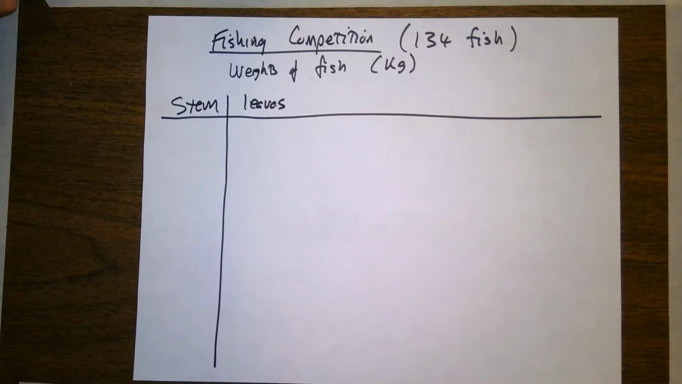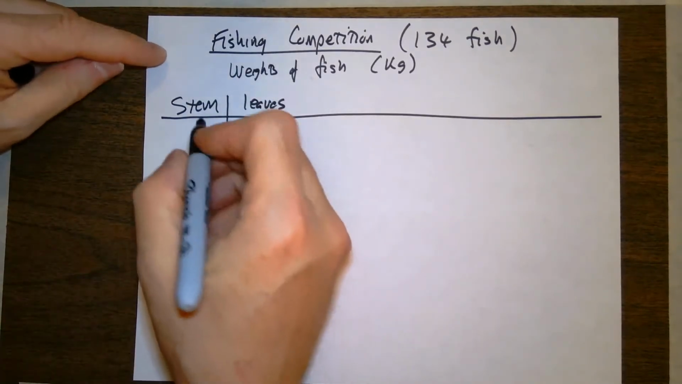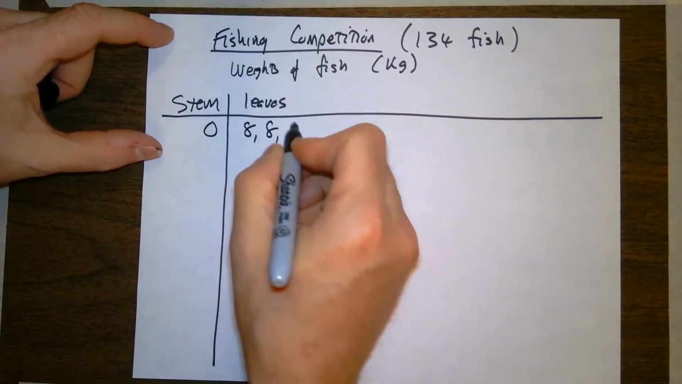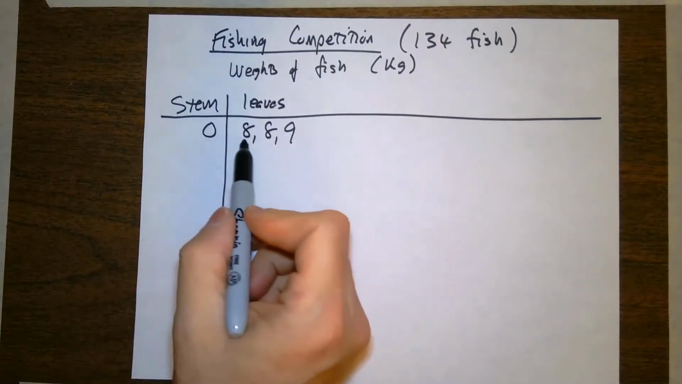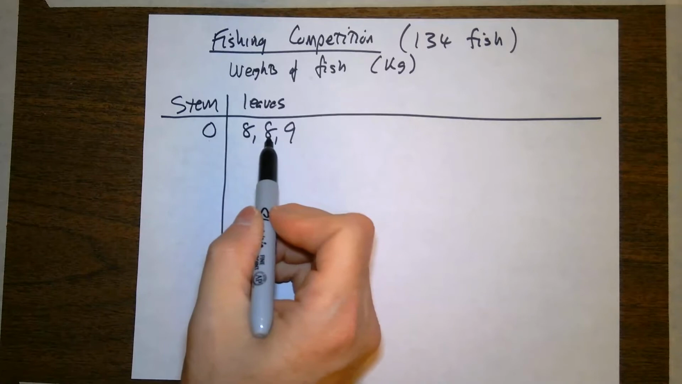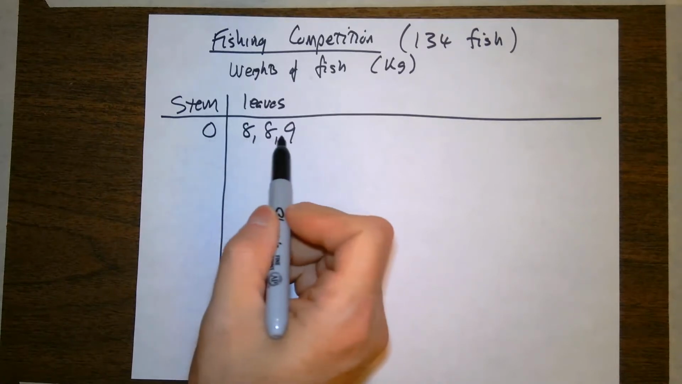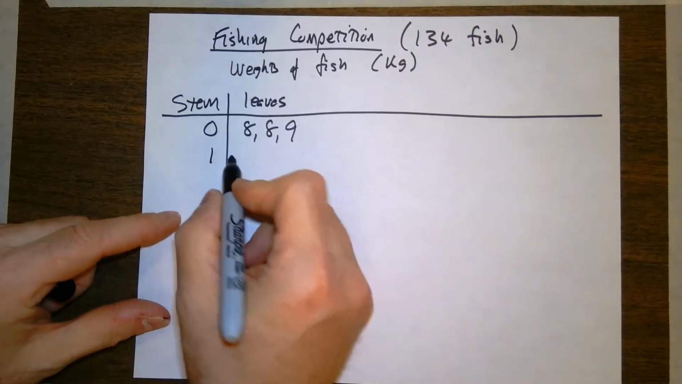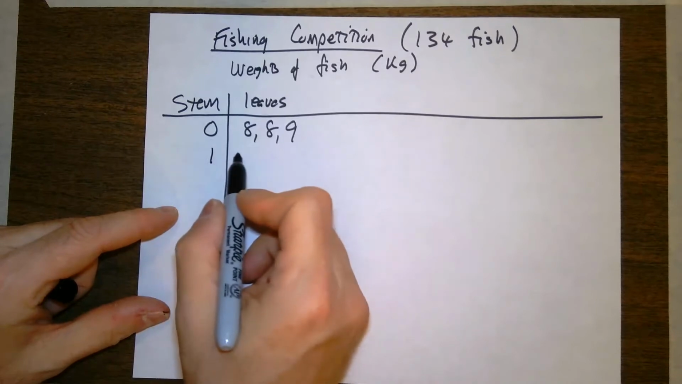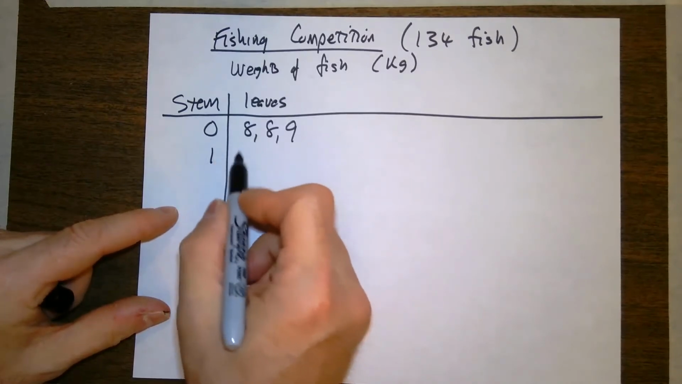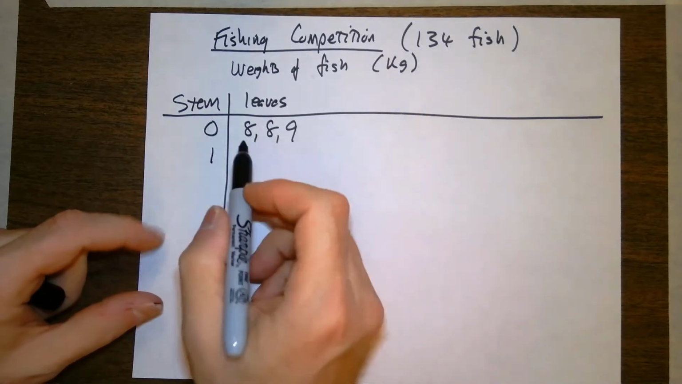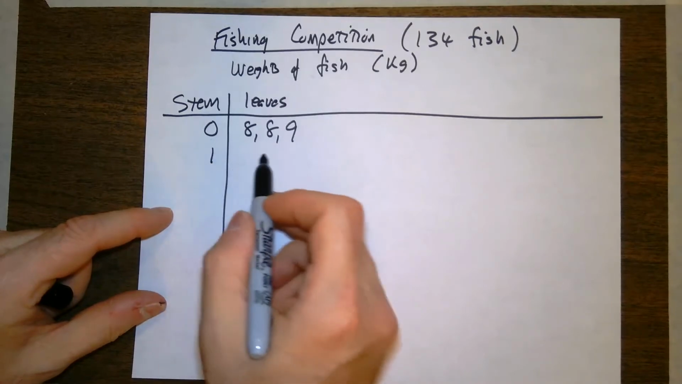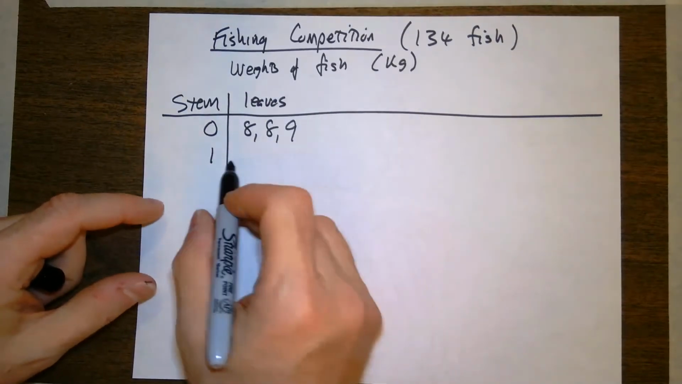If I look at the weights of the fish that are coming in, in kilograms, I could have a stem of 0, and I'm going to put 8, 8, 9. What does that represent? 0.8 kilograms, another fish 0.8 kilograms, and then another fish 0.9 kilograms. So all of these fish weighed less than 1 kilogram. All the fish here represent at least 1 kilogram. So if I had a fish that was exactly 1 kilogram, I'd have a 0 here, and so on. And then 10, 11, 12, and so on for the code. But I didn't have any fish that were in the 10s.